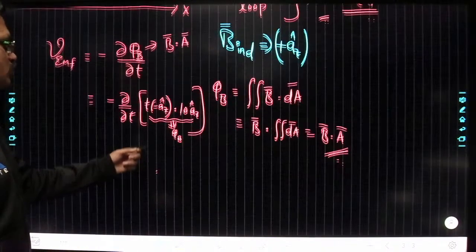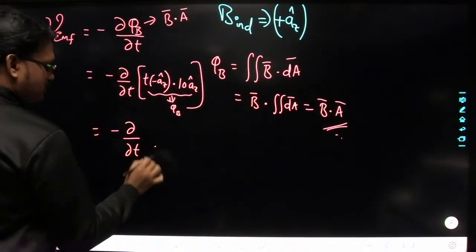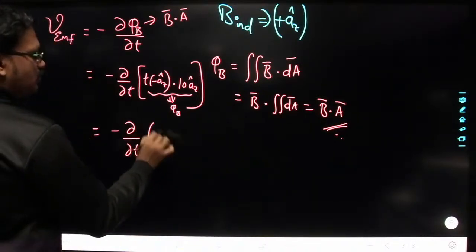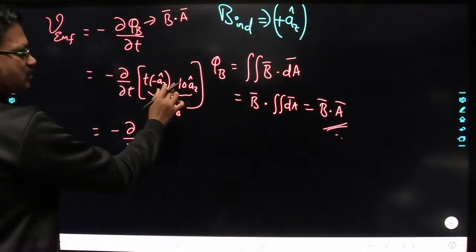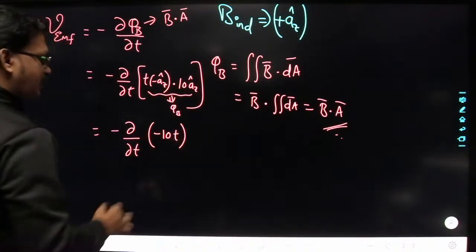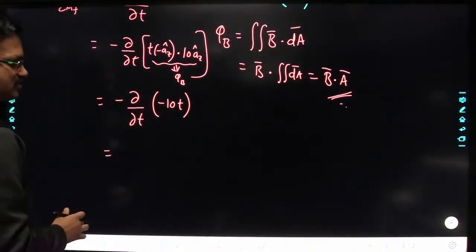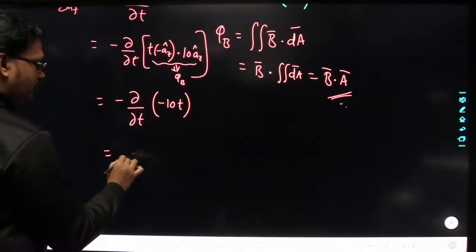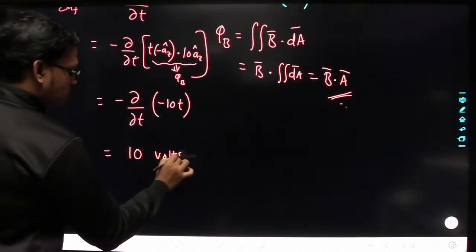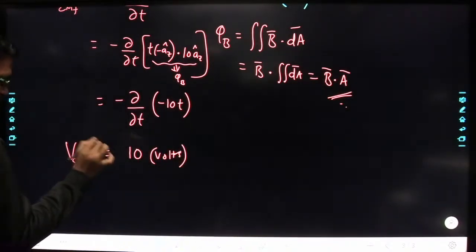Understood? Okay. So if you do this, what you are going to get? Minus dou by dou t into t into minus az cap dot 10 az cap, so you are going to get minus 10t. If you differentiate this, the minus will get cancelled, and you are going to get simply 10 volts. So this is the induced EMF value.